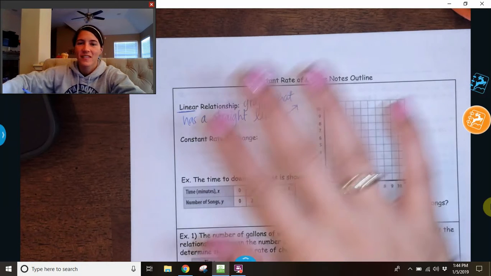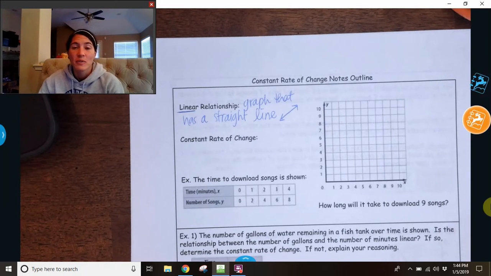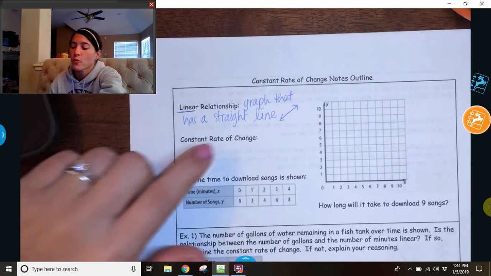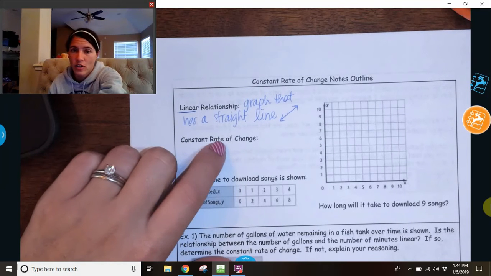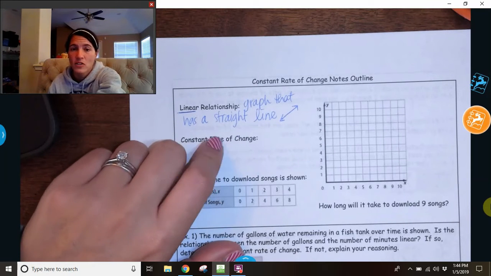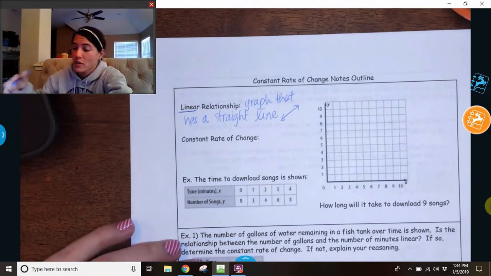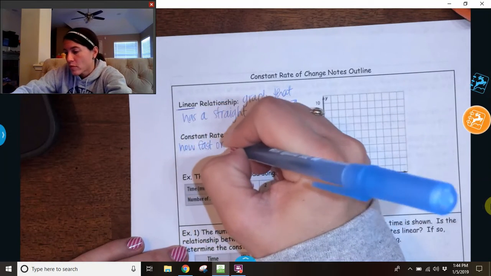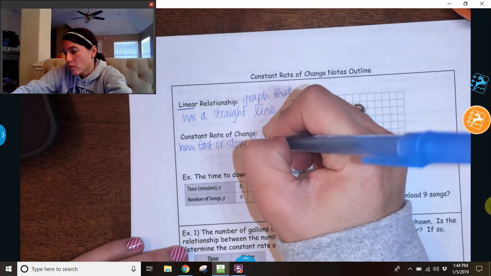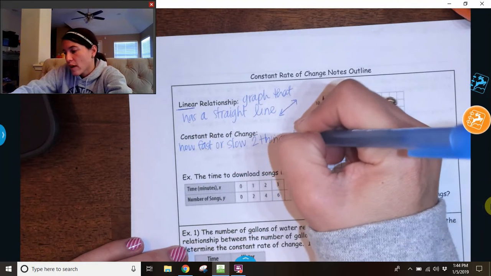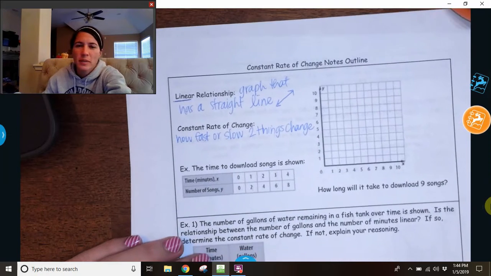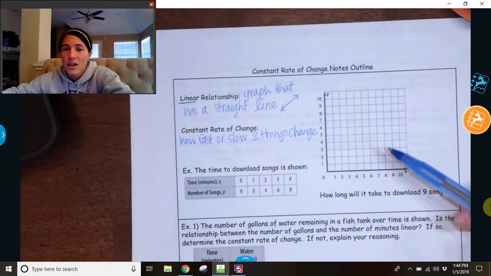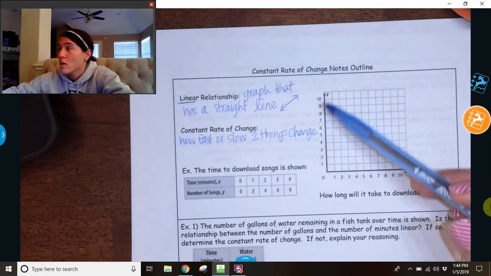Okay. There. So a linear relationship is formed when the two quantities are compared and they form a straight line. Before we talk about constant rate of change, the rate is like the speed. So how fast or slow something changes. Okay, how fast or slow two things change, because we're always going to be comparing two items or two quantities, one along the x-axis and one along the y-axis.